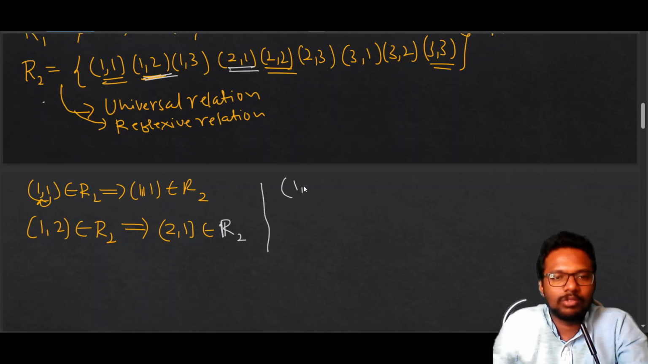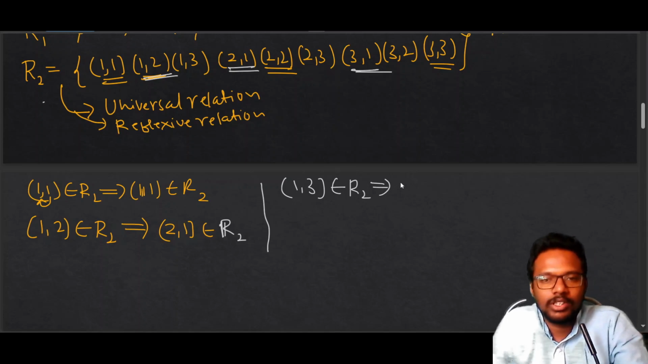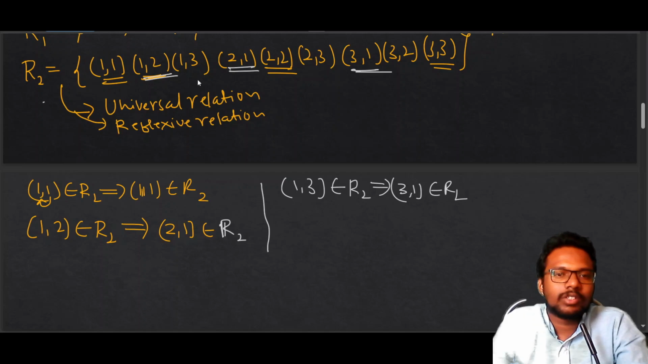Now let us come to (1,3). (1,3) belongs to R2, which implies (3,1). Check whether (3,1) is present in R2. Yes, (3,1) is also present in R2. Next, (1,3) has finished verification. We have (2,1), (2,2), (2,3). Now next consider (2,3).